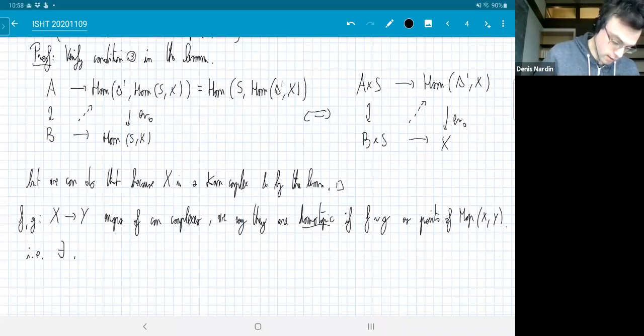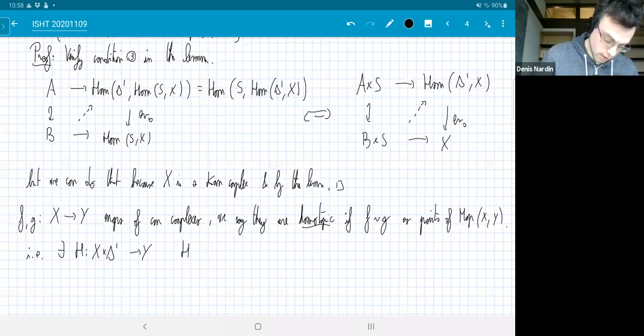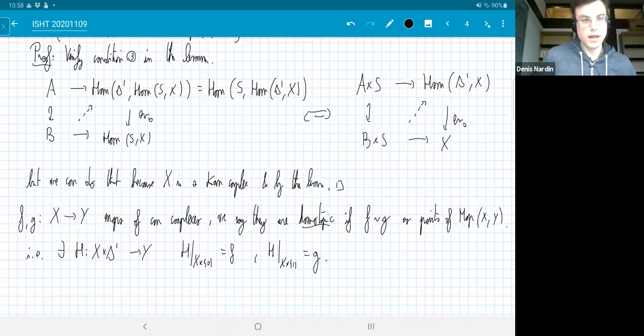That is, there exists H on X, which restricted to 0 is F, and restricted to 1 is G. And this is an equivalence relation by what we proved, which is not completely obvious. It's not super hard to prove directly, but it involves pretty much the same ideas as the proof of this lemma. Okay.